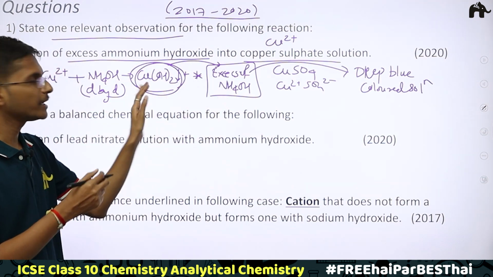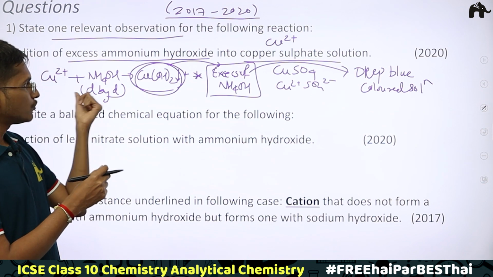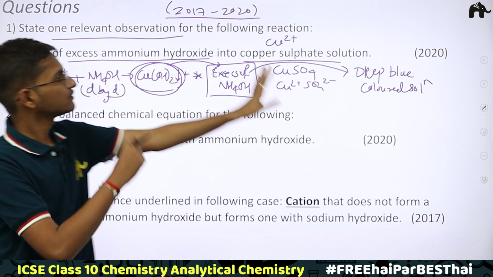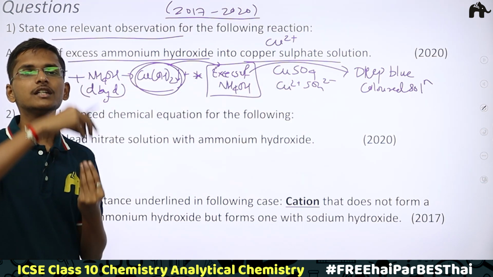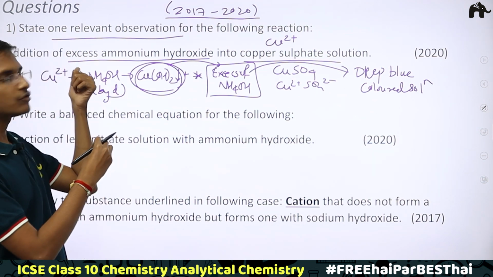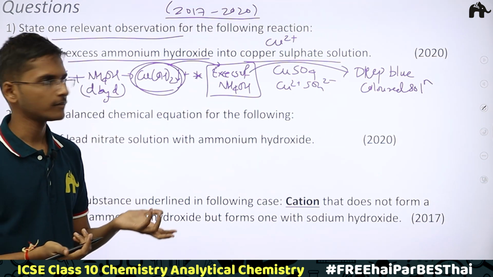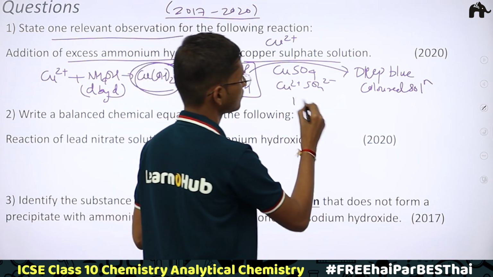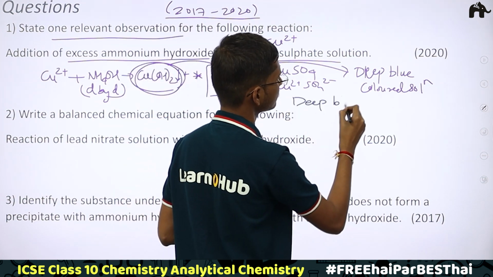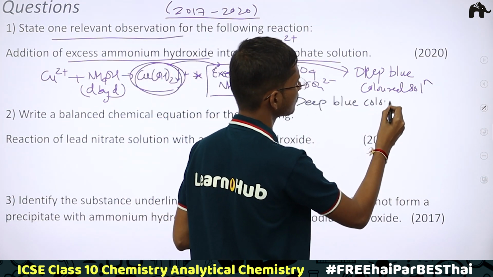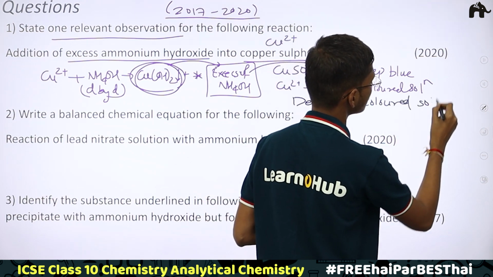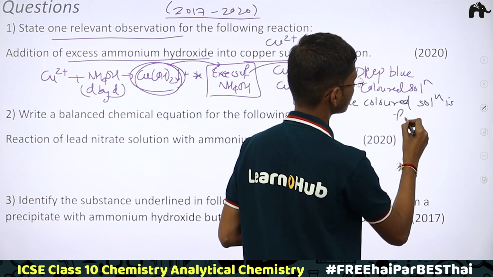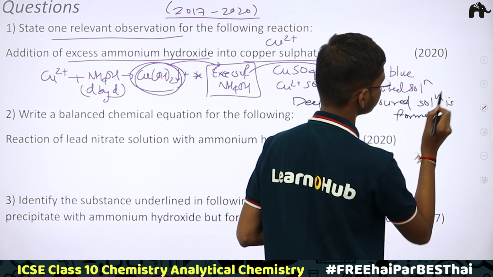First, you would observe this pale blue precipitate, okay, when you would add drop by drop. And then, after adding excess, you would observe a deep blue colored solution. So simply your answer would be a deep blue colored solution is formed, right? So I'm writing here itself. Deep blue colored solution is formed. Okay.